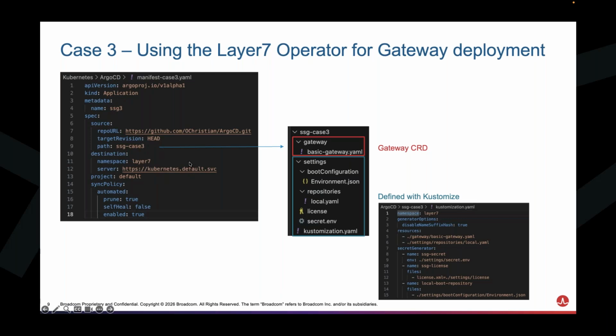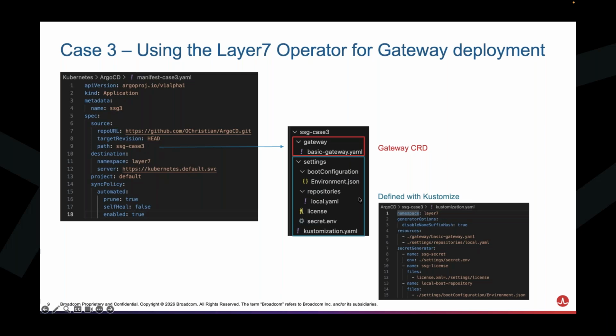And basically, as I said, ArgoCD is using Kustomize. So here, I'm using a gateway custom resource definition. That will be used by the Layer7 operator to create the gateway. So it's our own custom resource definition. And we also have here a pointer to the Kustomize file. The Kustomize file will define the resource, so the custom resource, which is the gateway, and the settings.